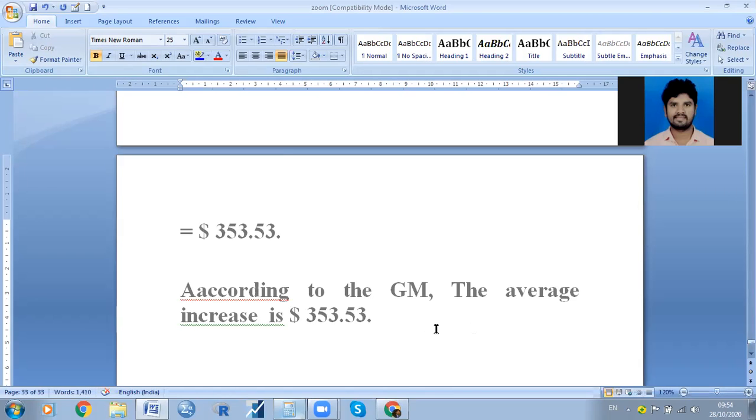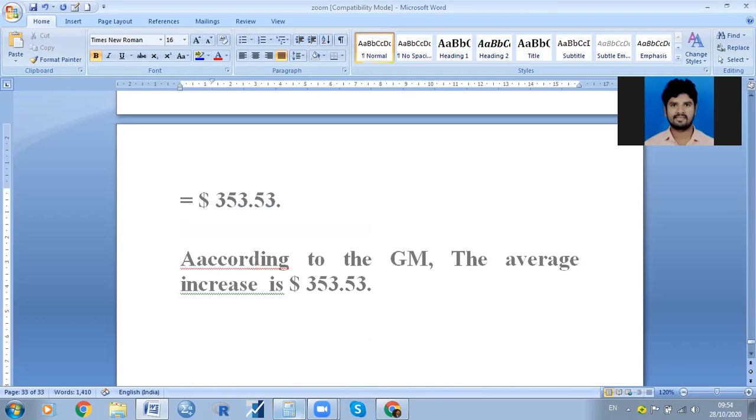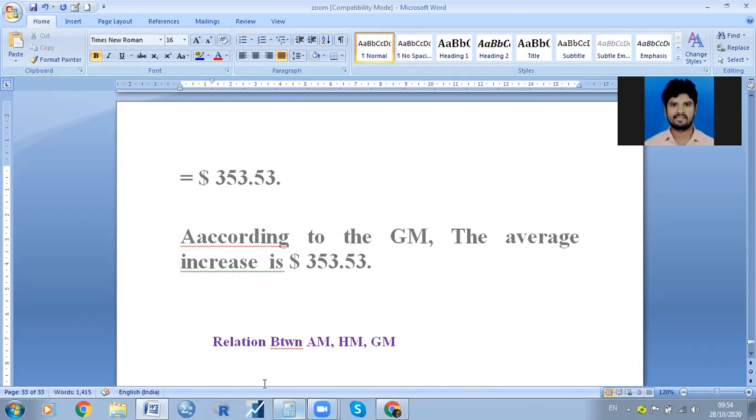So this is about the geometric mean. Before we close this session, we need to know the relation between the arithmetic mean, harmonic mean, and geometric mean. For example, if somebody asks what the average salary increase is, we calculate the arithmetic mean, harmonic mean, and geometric mean. Sometimes they will ask what the difference between these three is.